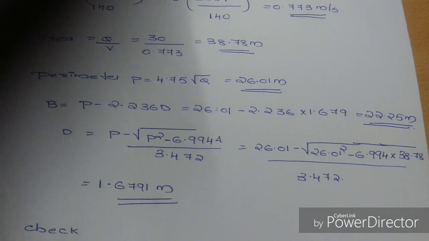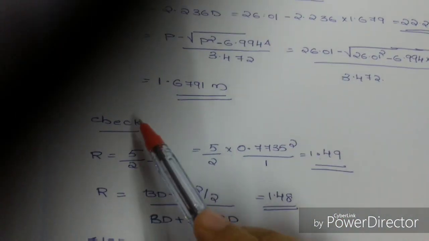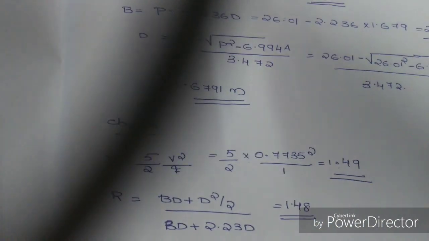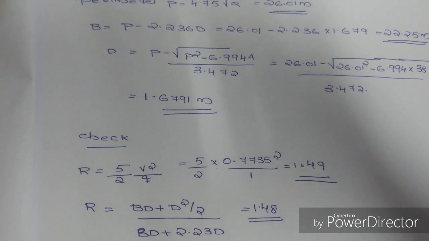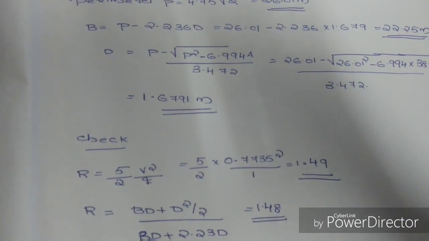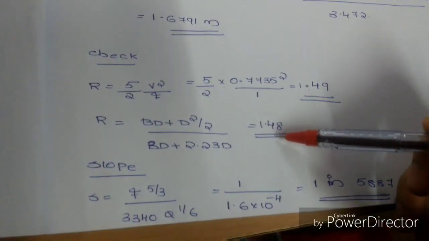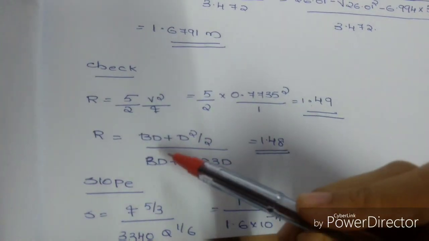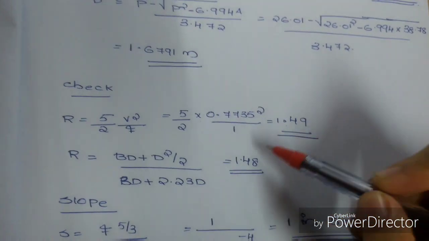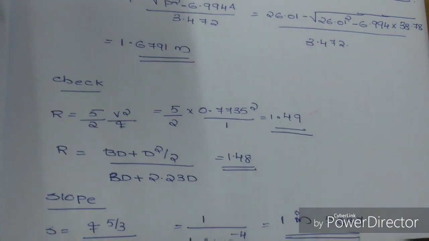If you have any correction, you can contact me or mail me. We can next go for the check. We have R equal to 5 by 2 into V squared by f, and we know the V as well as the silt factor. By substituting, we get 1.49. This is a check step, so as I already said, both values of mean depth should be equal. Here we got both the same, so what we have done up to here is correct.